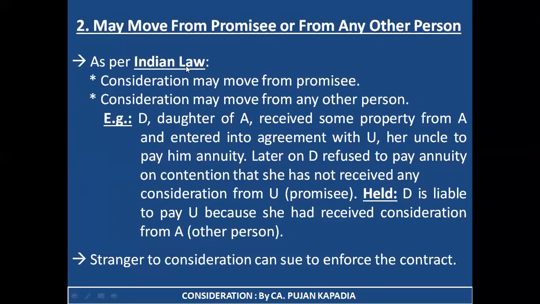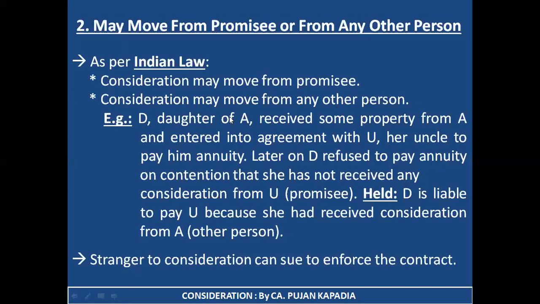So either it should move from the promisee or from any other person. Now, as per Indian law, the consideration may be moving from the promisee, as I have told you, or the consideration may move from any other person. So, if the promiser is okay, and if the consideration is moving from any other person who is not the promisee, then also that consideration will be considered valid. So, you can say there can be a stranger who can give consideration. Let's read the entire part so that we can come to know the example.